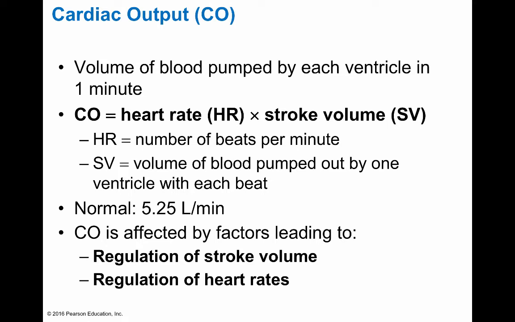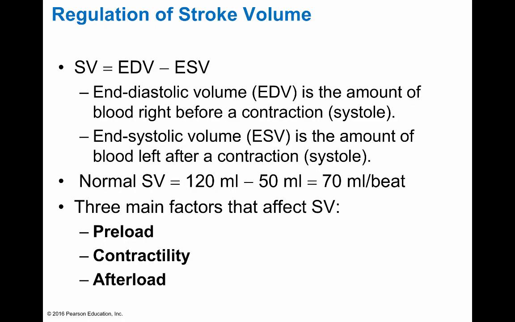Basically, the cardiac output can be affected by factors leading to regulation of stroke volume and the regulation of the heartbeat. We can figure out stroke volume by looking at the EDV, the end diastolic volume, which is the amount of blood right before contraction, and the end systolic volume, which is the amount of blood left after a contraction. The normal stroke volume is about 70 mils per beat, because the end diastolic volume is 120 on average minus 50 mils for the end systolic volume.